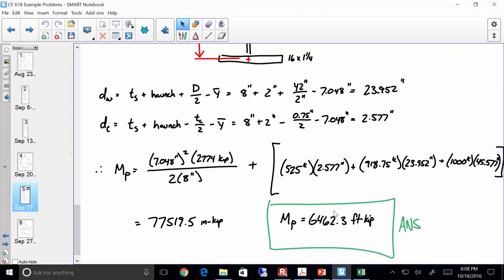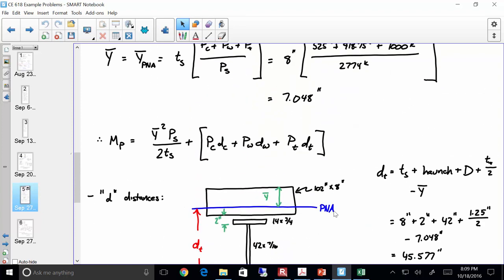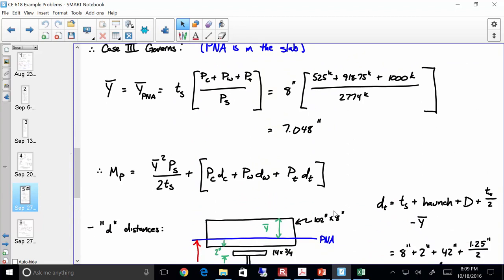Now, that's MP. dP. dP is the distance from the way tippy top of the section to where the P&A is. So, what is that? From the top of this section to the P&A, that was Y bar, which is, we already calculated, was 7.048. Sound good? DT. DT is just the total depth of the whole section. Okay? So bottom flange, web depth, haunch, and then another slab thickness. Sound good? Pretty simple. It can't get much simpler than this.